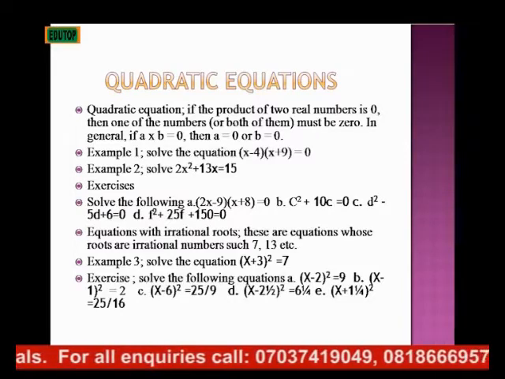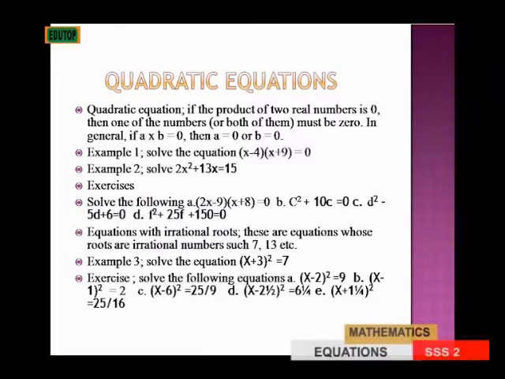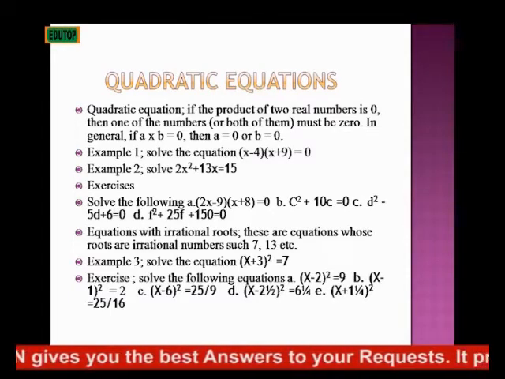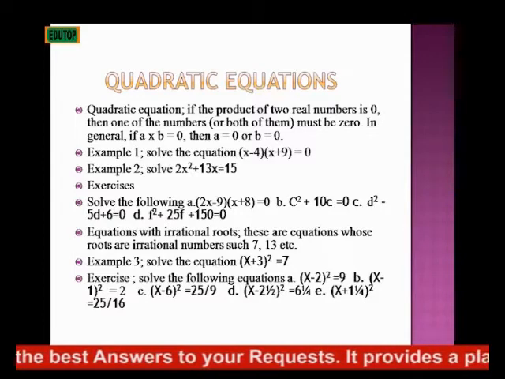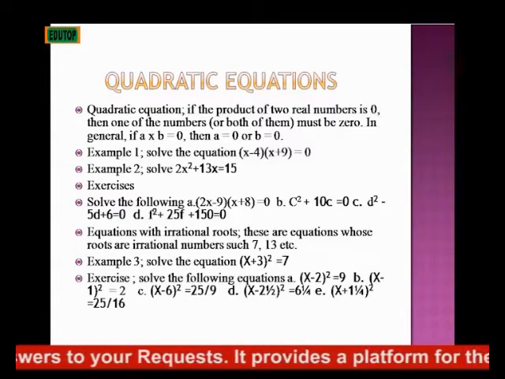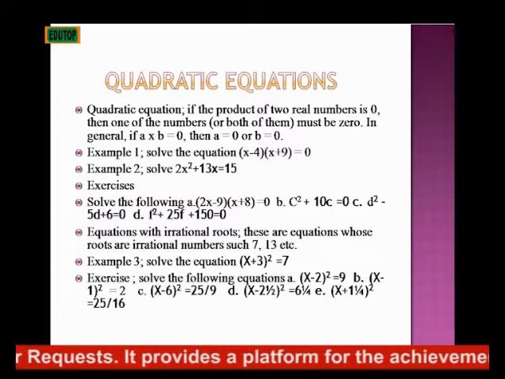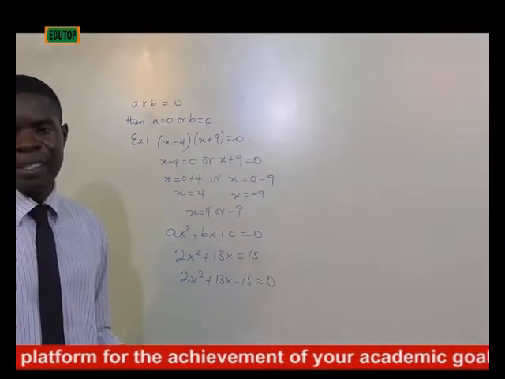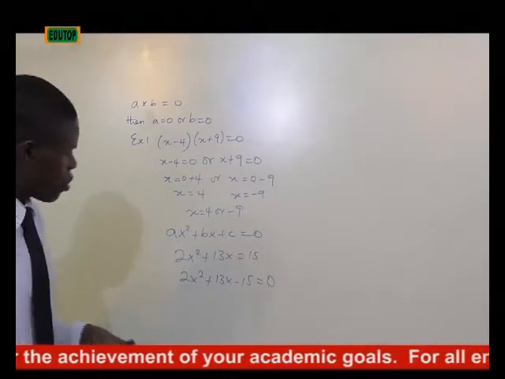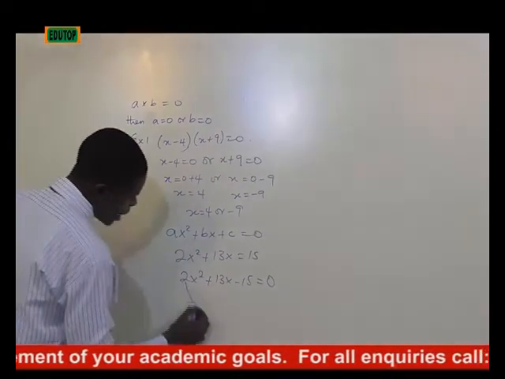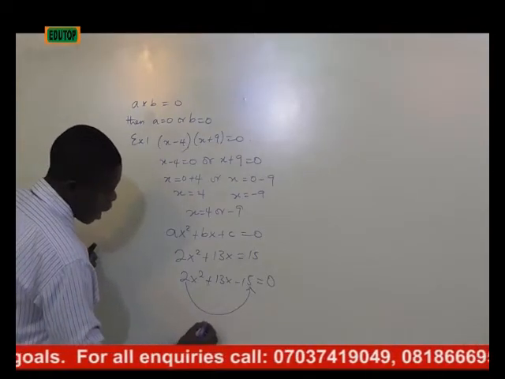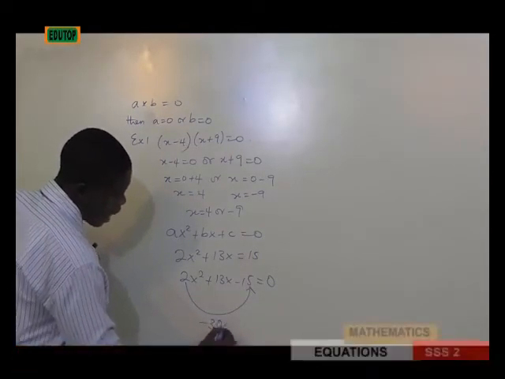We can restructure this to make it look like this by simply bringing 15 to the left hand side, and the equation now becomes 2x squared plus 13x minus 15 is equal to 0. And since we have this, the question asks us to solve. So definitely we must find two values for our x. In doing so, all we need to do is to multiply this by this. When we multiply this by this, we are going to have minus 30x squared.